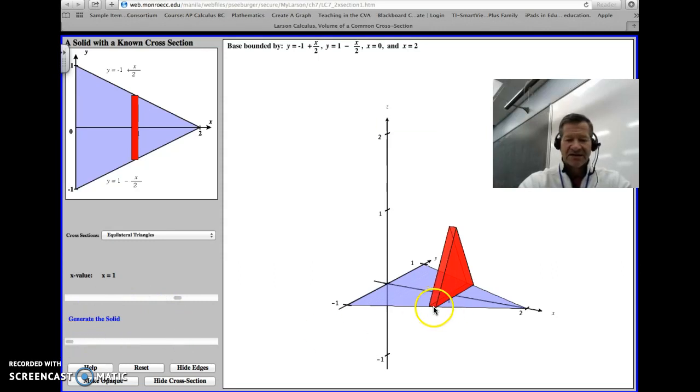But at any rate, you can see the cross section. You can see it has a little thickness to it. We're going to call that dx, or change in x. And how do I find the area of an equilateral triangle?